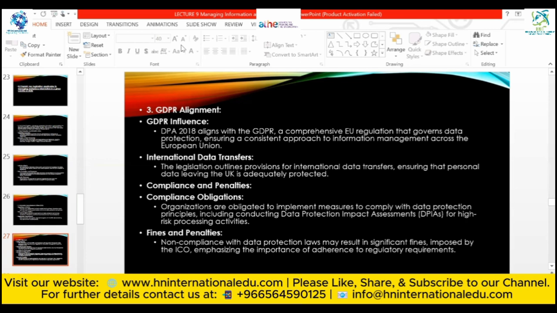Compliance and penalties. Obligations. Organizations are obliged to implement measures to comply with the data protection principles, including conducting the data protection impact assessment, again a subpart of it, for high risk processing activities. It could be for professional people, it could be for politicians and people with high authority. Fines and penalties. Non-compliance with the data protection laws may result in significant fines imposed by the ICO, emphasizing the importance of adherence to regulatory requirements.